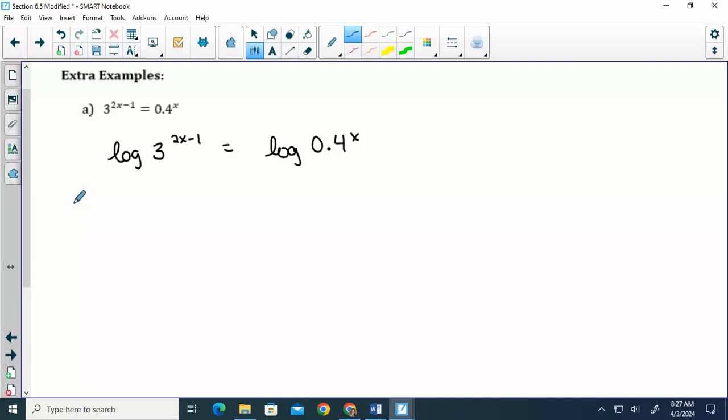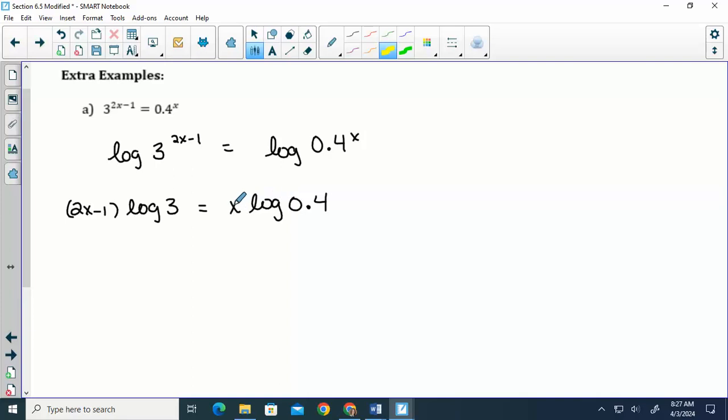And then what happens? Divide over log 3. Not yet. Oh, wait. Move the 2x minus 1 to the front. Exponent comes down. And the x comes down.